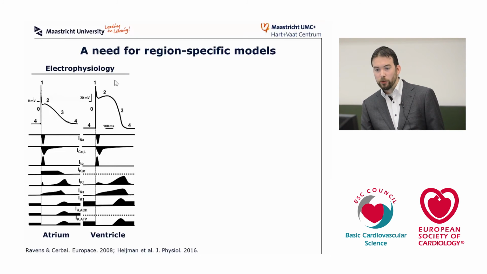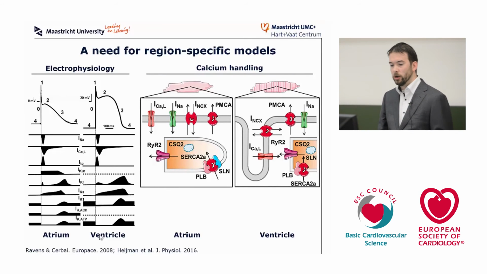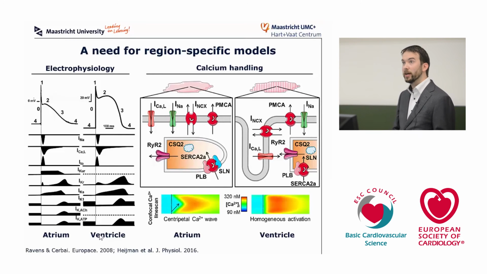Action potentials are different between different regions of the heart, the atrium and the ventricle. And that is something that we've already included in the models. But what we haven't paid a lot of attention to is that also the subcellular structure between the atria and the ventricle is different, and that this might have an impact on the calcium handling, for instance.